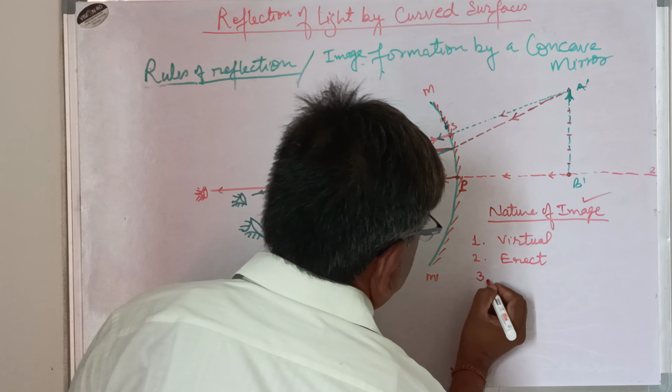Let us move to the next case. There are six cases, six positions where the object can be put, and we study the formation of image. So this was the first case. Second case, object focus पर है. This is the principal axis, this is the F, this is the C. This is your mirror. This is the reflecting surface, left side surface is reflecting surface. This is coating. This is point P, pole.